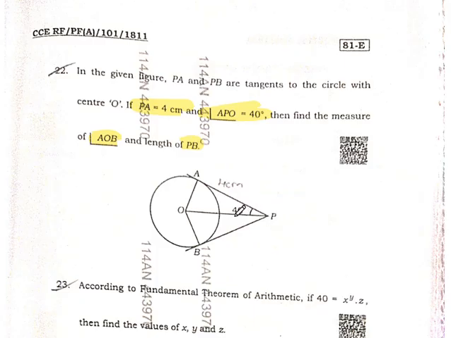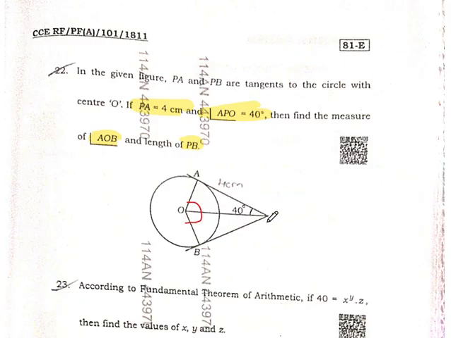by the tangent and the radius of the circle, that is 40 degree, that is angle APO is 40 degree. Then find out the measure of this angle AOB. You have to find out this angle AOB and length of this PB.